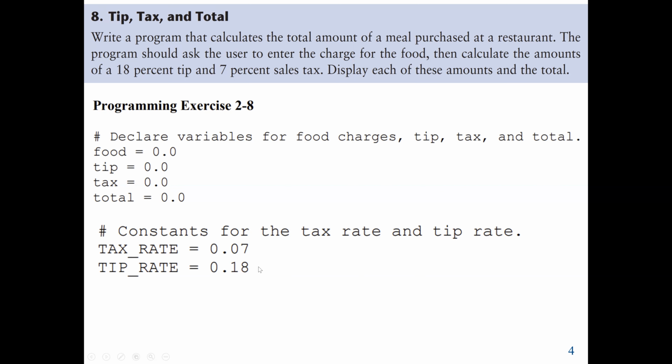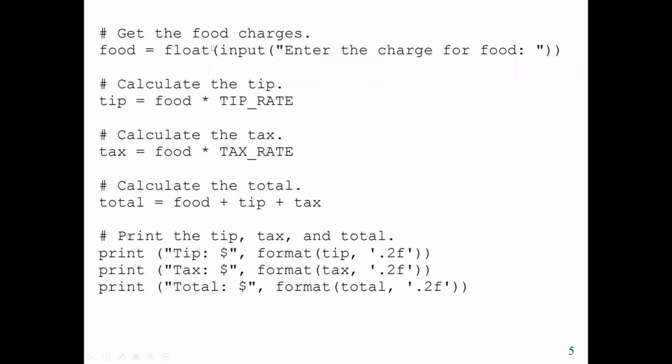So we now can ask the user to enter the food charges. So we use the input function again. Tell the user to enter the charge for food. We convert the input to float since we are going to use it in an arithmetic operation. Then next we calculate the tip.